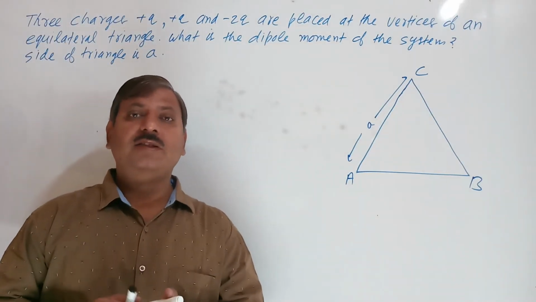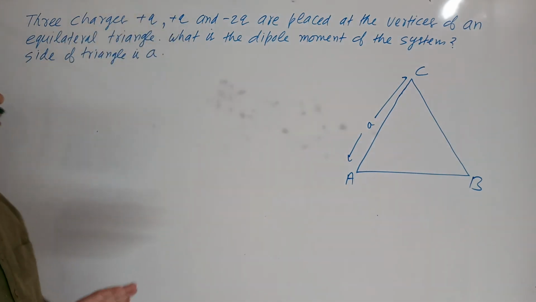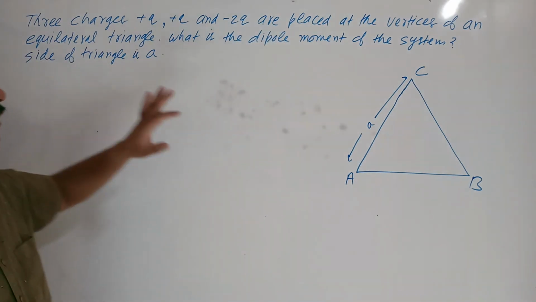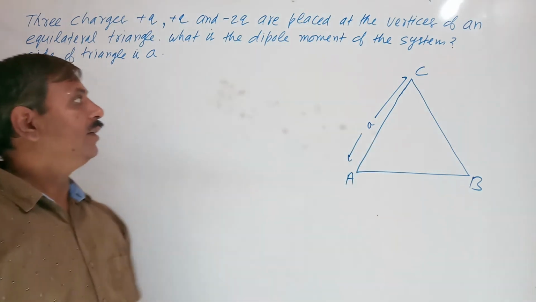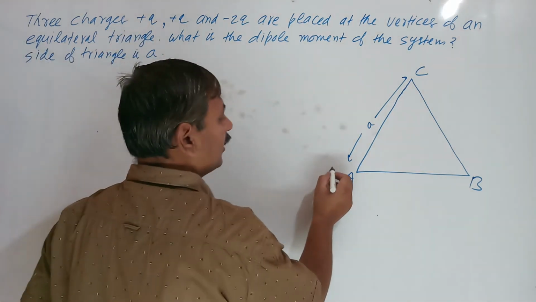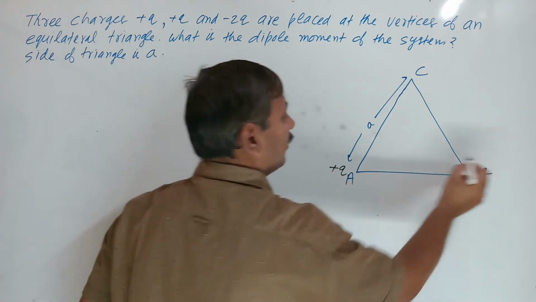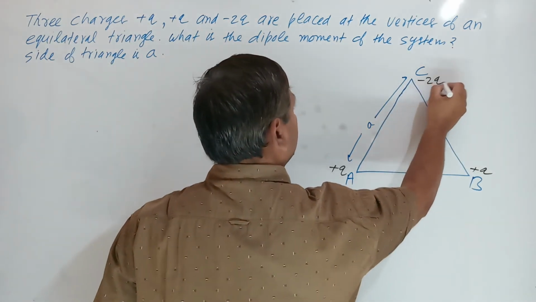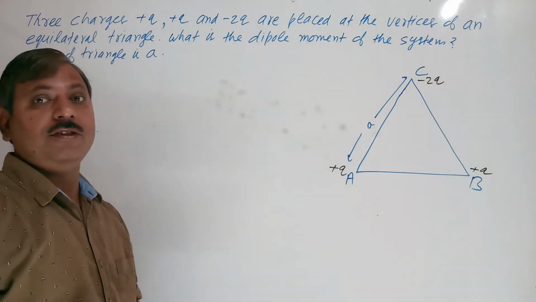See one more problem based upon electric dipole. There are three charges plus Q, plus Q and minus 2Q, placed at the vertices of an equilateral triangle of side A. Suppose one charge plus Q is here, another charge plus Q is here, and here is the minus 2Q charge. What is the dipole moment of the system?